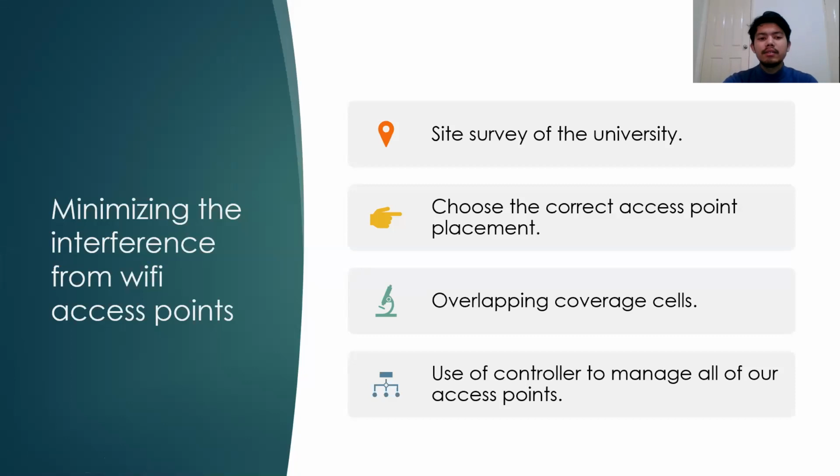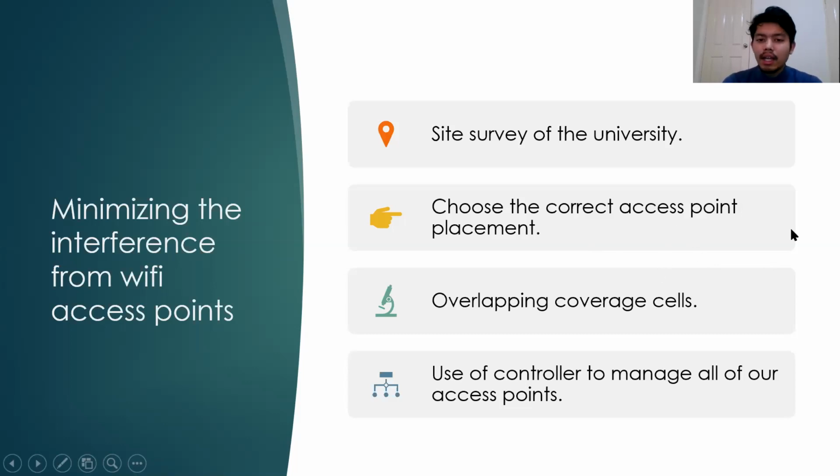Some of the ways to minimize the interference from Wi-Fi access points are: site survey of the university. Before the implementation of the network design, the site survey of the university needs to be done, and choosing the correct access point placement. Keep the access point in the area where it is used the most, giving priority where there is high use of the network, and less priority in the area where there is less use of the network.